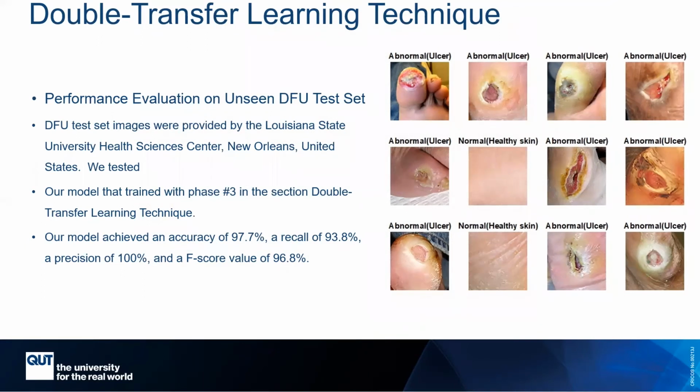The dataset was provided by Louisiana State University Health Sciences, and without training on that dataset, just for testing, we got an accuracy of 97, recall of 93, precision of 100, and F-score of 96, which shows really good performance on unseen data. In this way, it showed that the model generalized very well, not experiencing any overfitting.